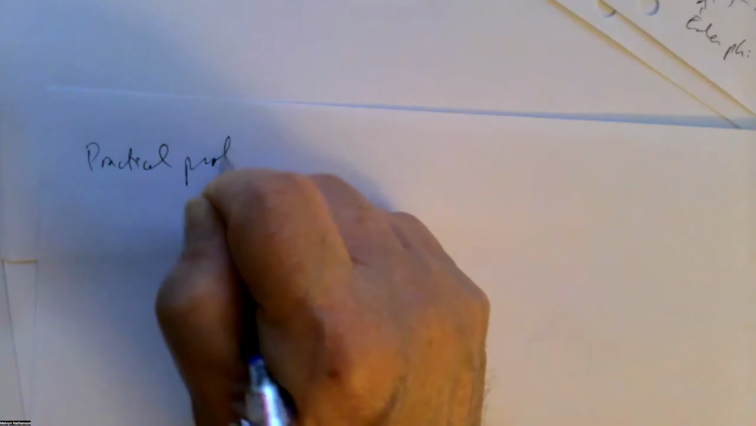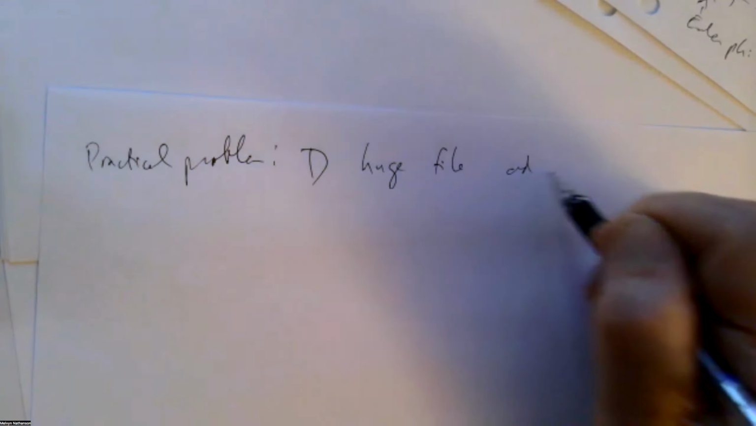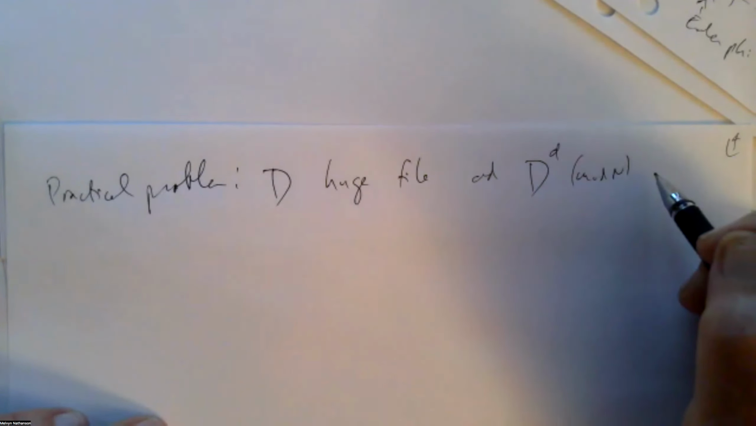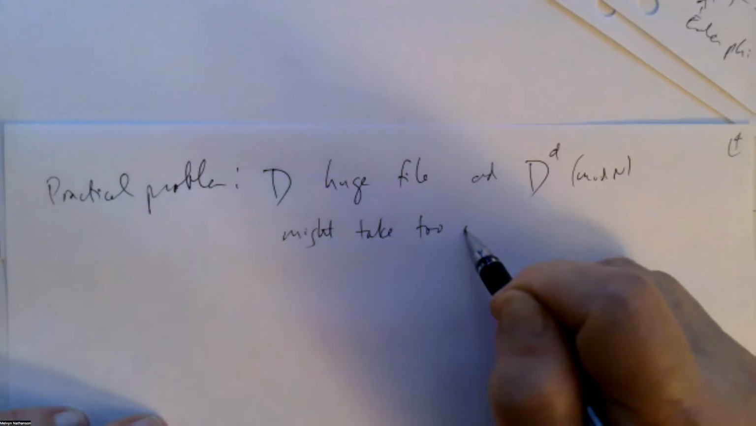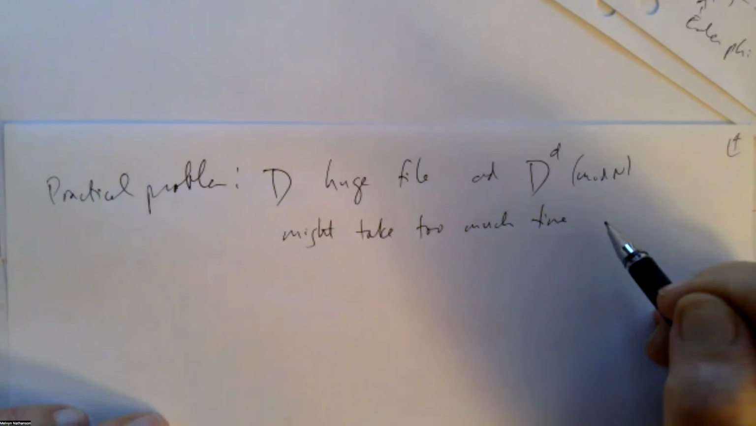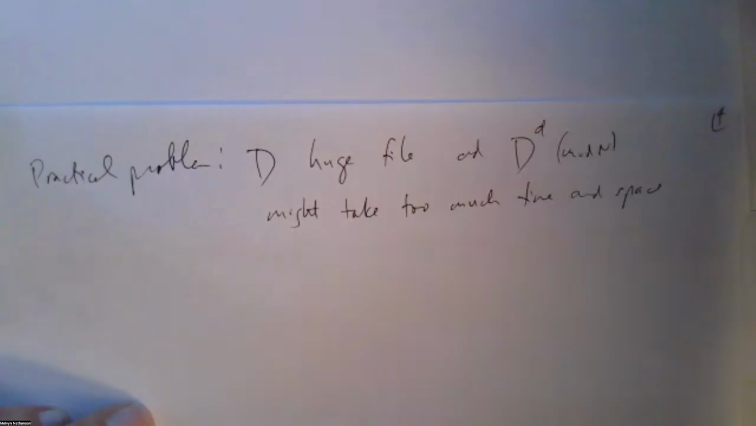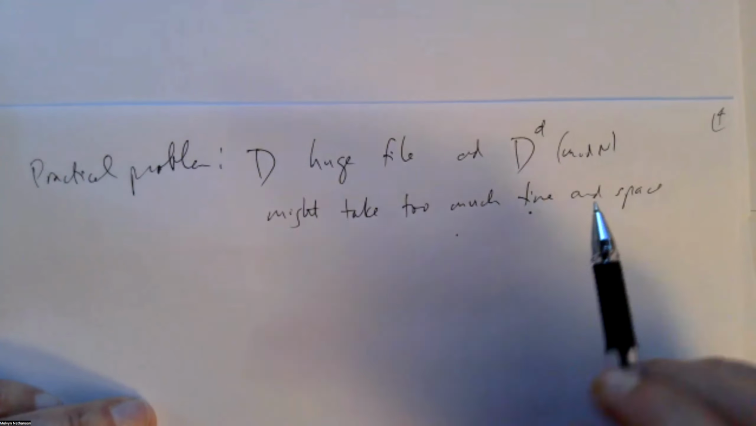Okay. Now, the practical problem is that D could be a huge file. And raising D to the power little d and reducing mod n might take too long. Might take too much time and possibly even space. Time and space are the two parameters you're concerned about in computer science. How much time something takes, how much memory you need to use.